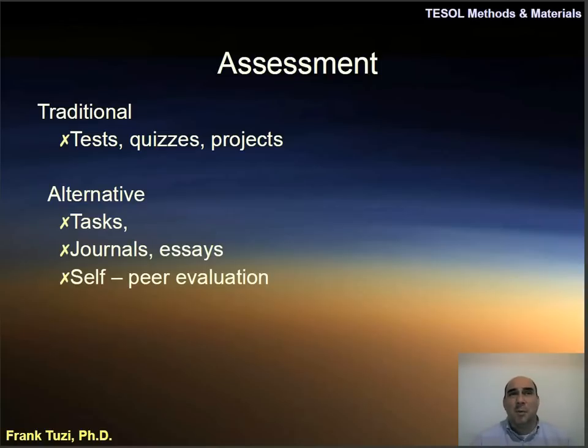An assessment is trying to determine the quality of something. It's not trying to determine a grade. It's probably less of an achievement type of activity. It's more of a proficiency, trying to find what's going on within the classroom. A traditional type of assessment might be a test or a quiz or a project. More recently, they have alternatives of assessments like a task, a journal, an essay, peer evaluation, or even self-evaluation.